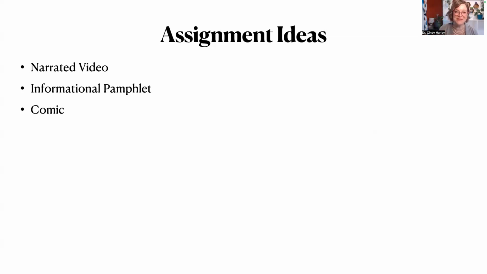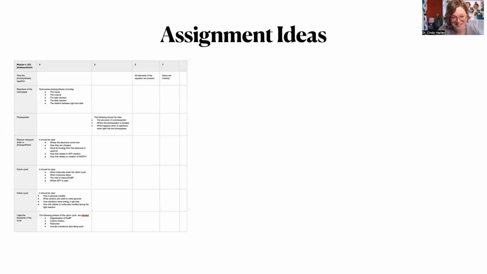experience explaining scientific topics. You could also make an informational pamphlet, or what I'm going to show you is a comic. The difference between the two is the informational pamphlet is going to have more words. So I start with a rubric. You're going to get these, literally a checklist. I used to give my students a prompt. They never read it. So now we just give them this checklist. Hey, if you're explaining this, here are the pieces you need to explain.